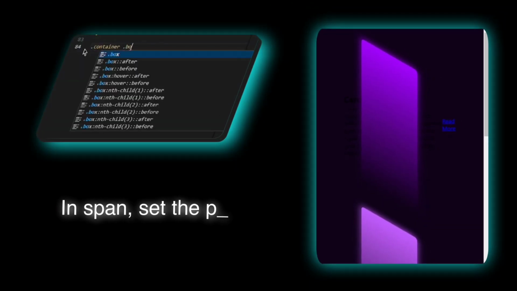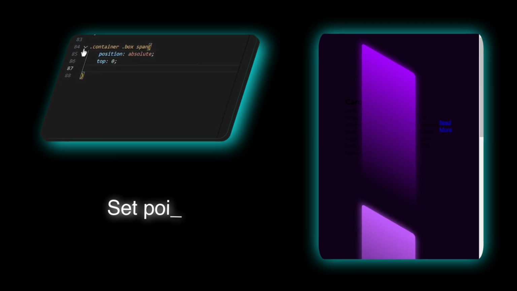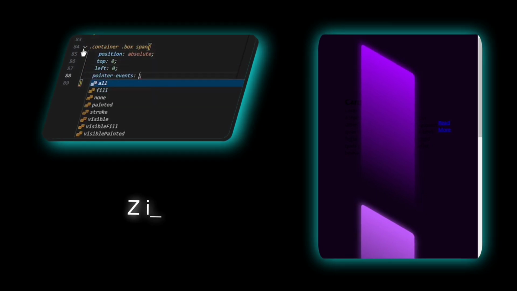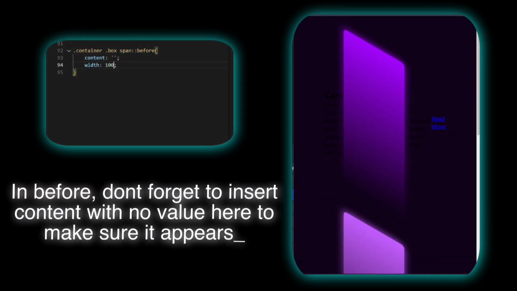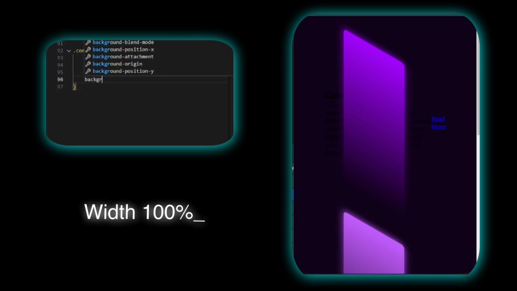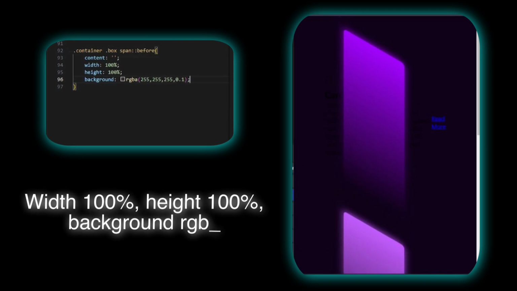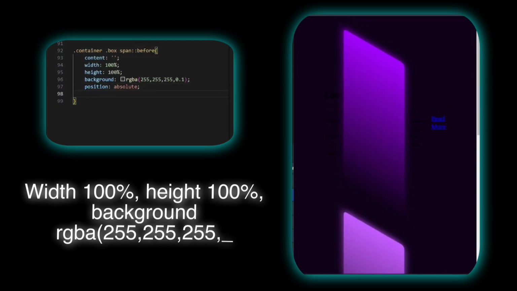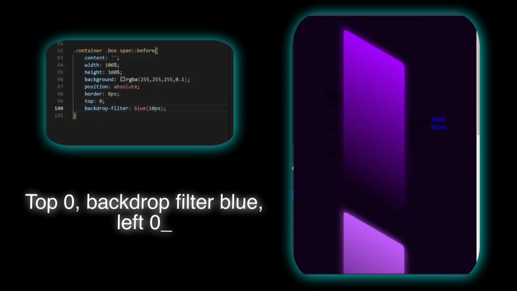In span, set the position to absolute with top and left set to 0. Set pointer events to none. Set z-index 50. In before, don't forget to insert content with no value here to make sure it appears. With width 100%, height 100%, background rgba 255, 255, 255, 0.1. Now I will add position absolute, border 8px, top 0, backdrop filter blur, left 0.